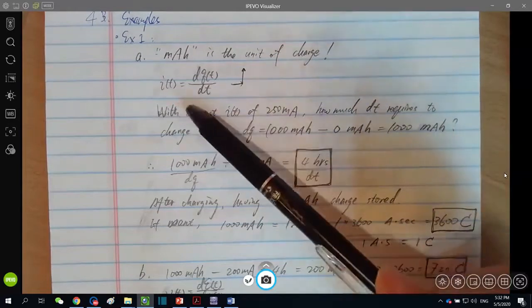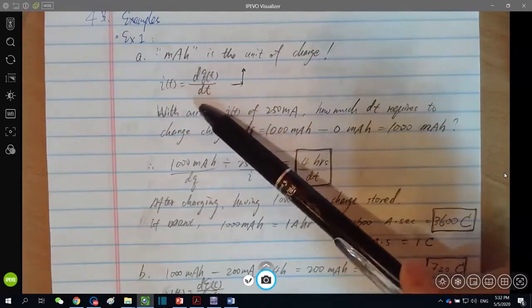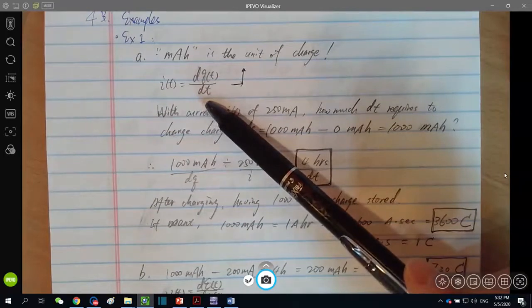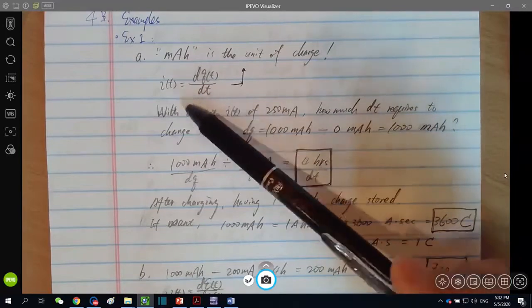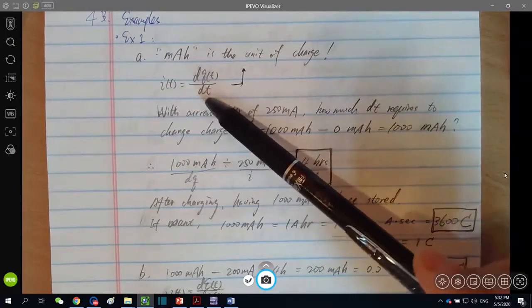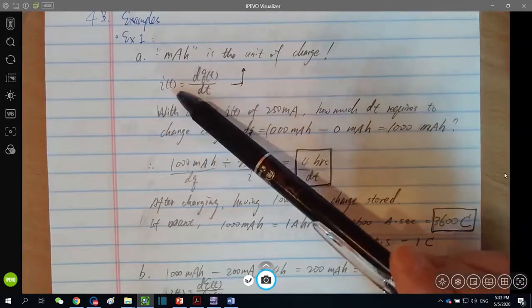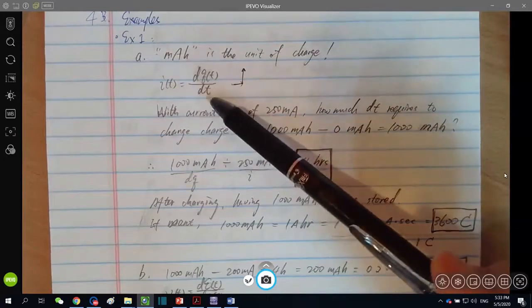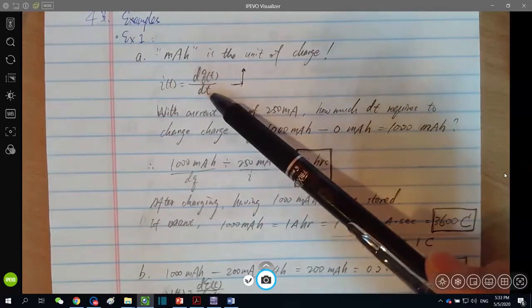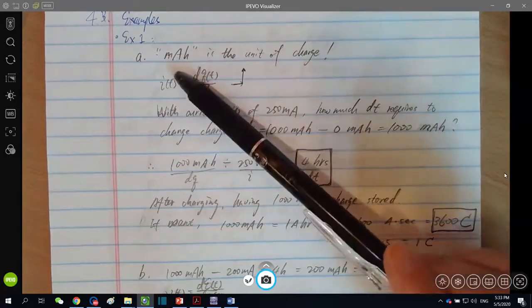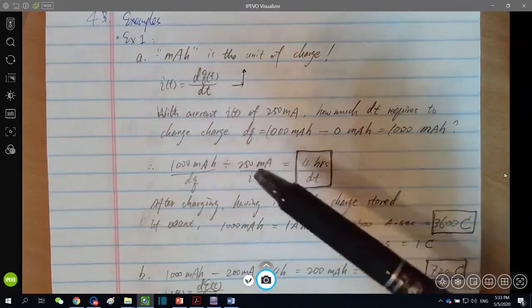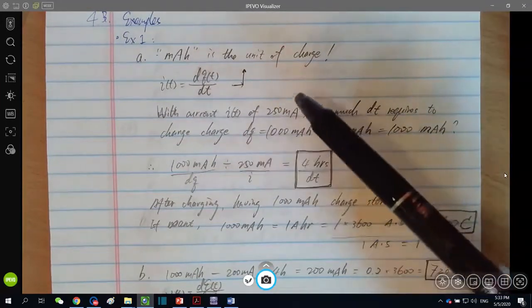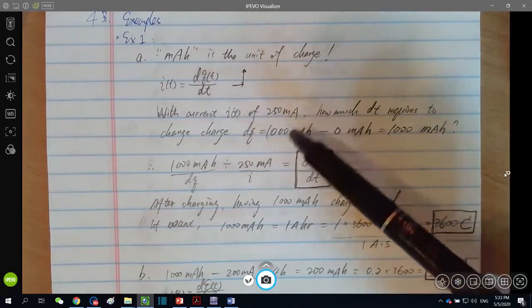How could that be? It's because of this equation we learned: the current is equal to the rate of change of charge. So you can tell the charge could be equal to the current times a certain amount of time. Therefore, the charge unit could be the current unit, which is ampere, times the time unit, which is second. Obviously here it is using milliampere and hour, so that pretty much makes sense. So 1000 milliampere hour is talking about the charge of the battery.